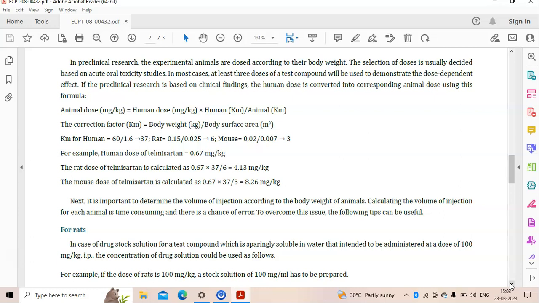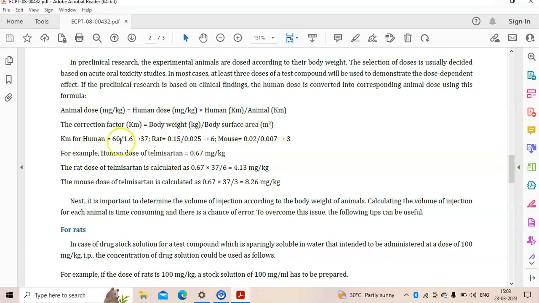In most cases, at least 3 doses of test compound will be used to demonstrate the dose dependent effect. If the preclinical research is based on clinical findings, the human dose is converted into the corresponding animal dose using this formula. Animal dose in milligram per kg is equal to human dose multiplied by human Km divided by animal Km, the correction factor Km being body weight by body surface area.